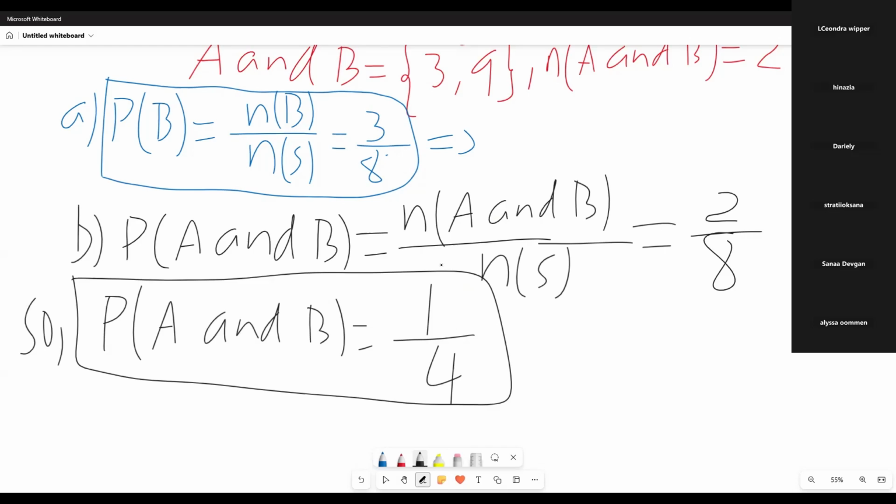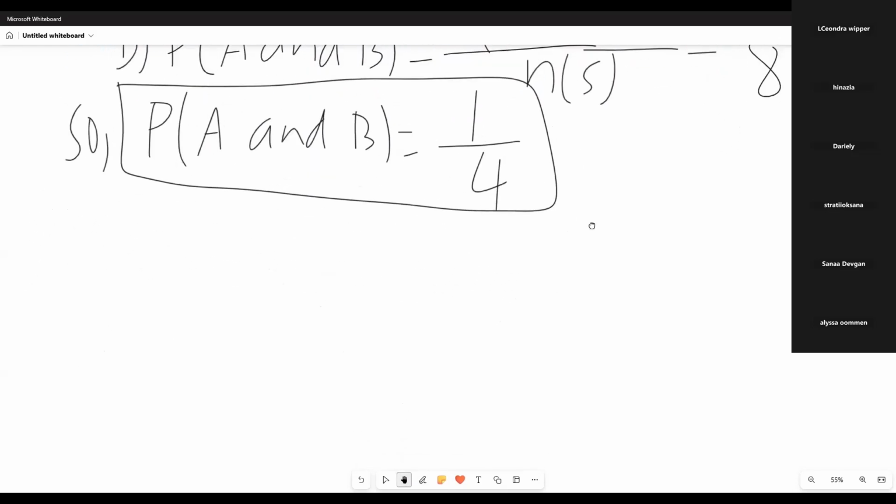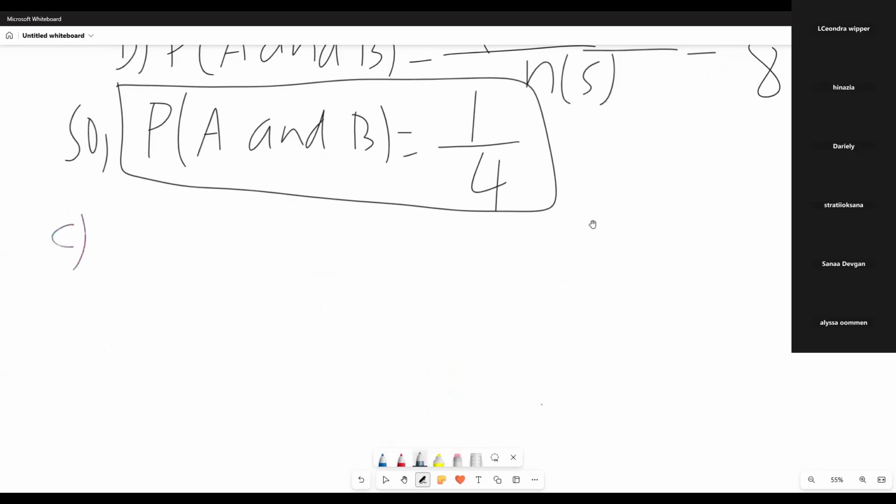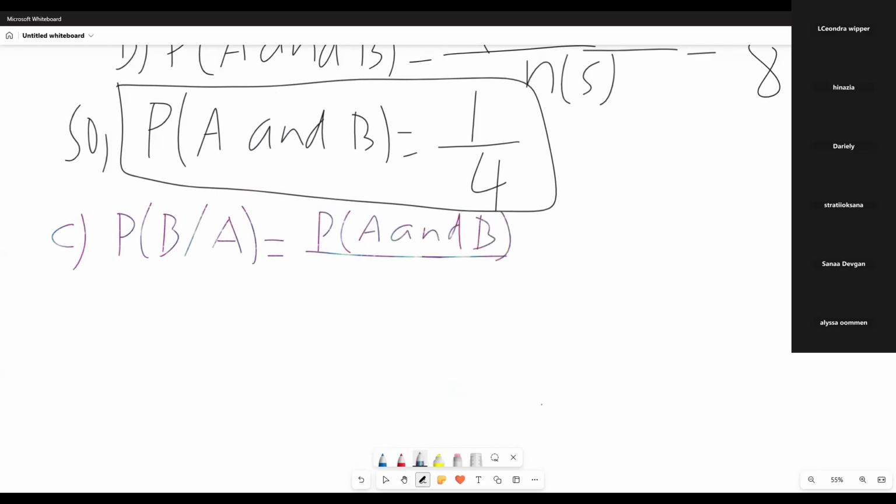Now, the last part here is part C. They have to find P of B given A. So that will give you P of A and B over P of A. That's the formula I gave you. All right. We do not know the value of P of A. Let's find out. Determine P of A.